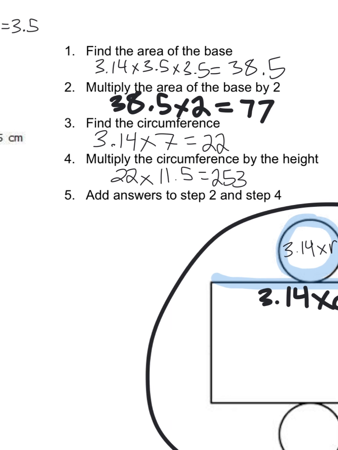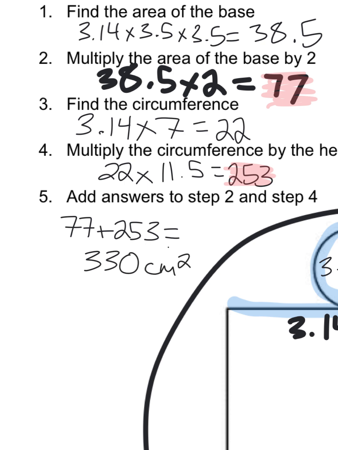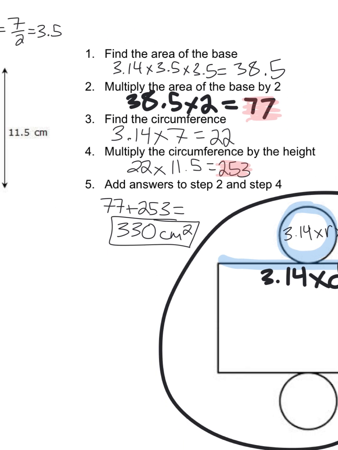The last step for surface area is we take the area of our two circles plus the area of the rectangle to get the total surface area, because remember, surface area is the area of all surfaces. If I add 77, my two circles, plus 253, my rectangle, the total area of all the surfaces is going to be 330 centimeters squared. Surface area is just units squared because it's area, two-dimensional. If we flatten it out, we find a net of the image and find the area of all the sides. That's going to be our surface area.